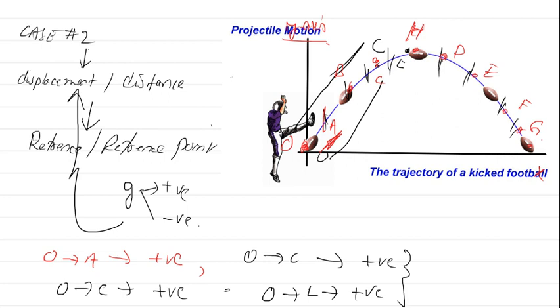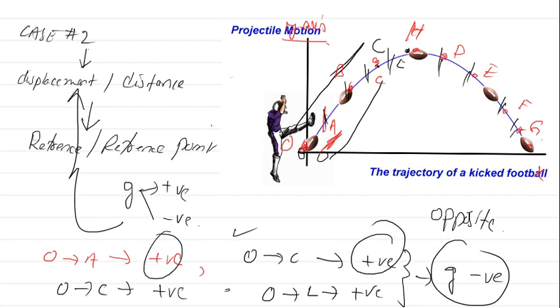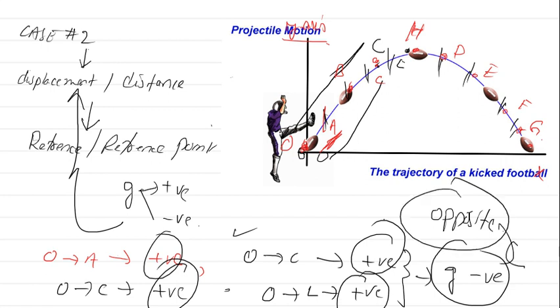So keep in mind, my dear students, whenever, according to the reference, the distance or displacement taken is positive, then G will be negative, opposite to the sign of the distance or the displacement. When we measure the distance for any segment from origin O till before the highest position, we get the positive distance, the positive displacement. That's why G will be negative.